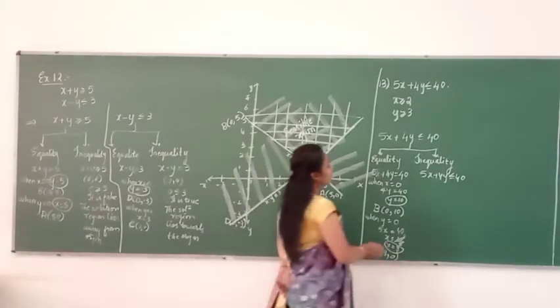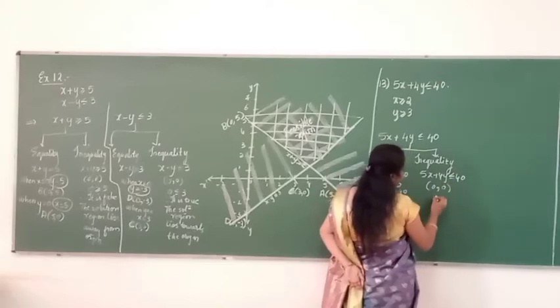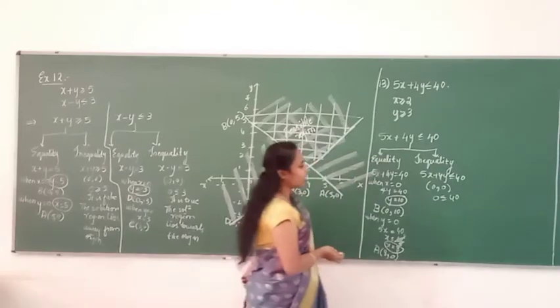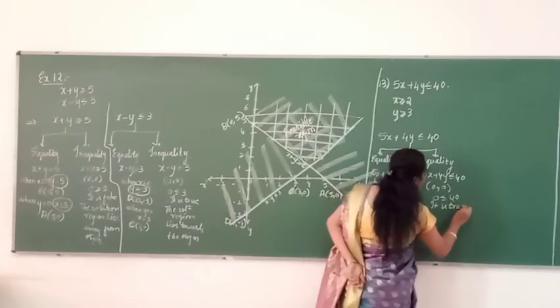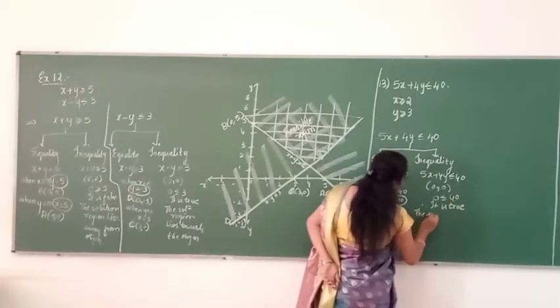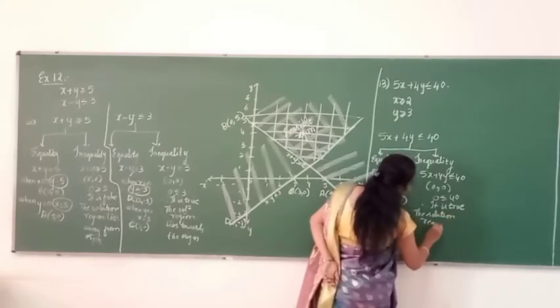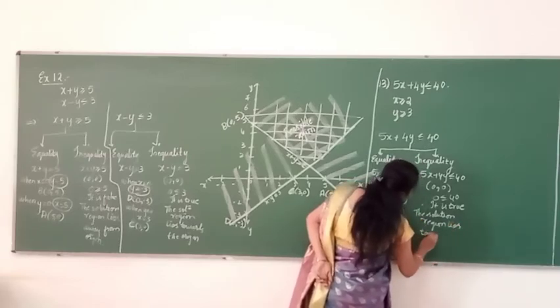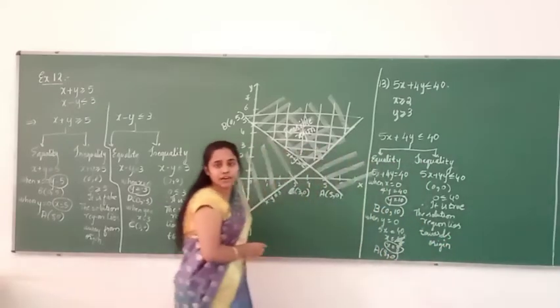Okay, now just substitute 0, 0. When you substitute the origin points, 0, 0, here you will be getting 0 is less than or equal to 40. Obviously it is true because 0 is less than 40. So therefore it is true. The solution region lies towards the origin. This is the first inequality.